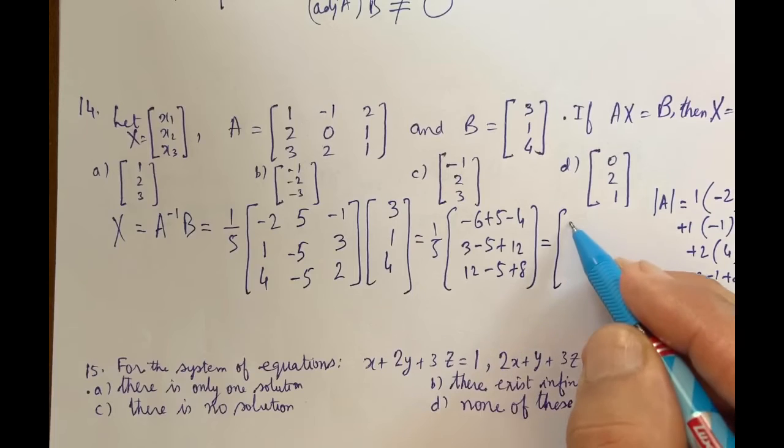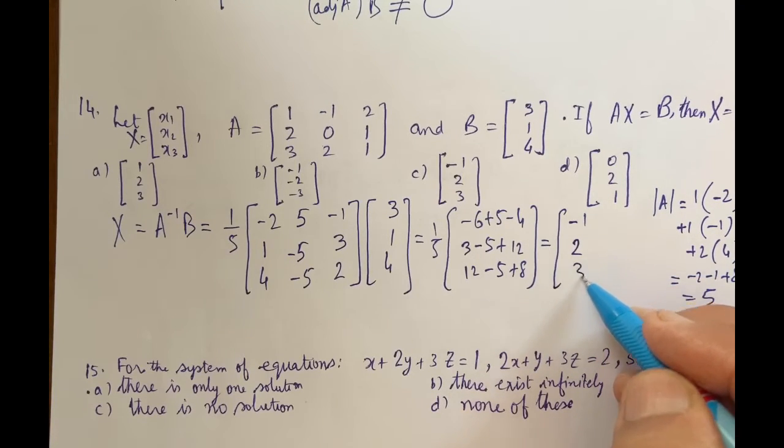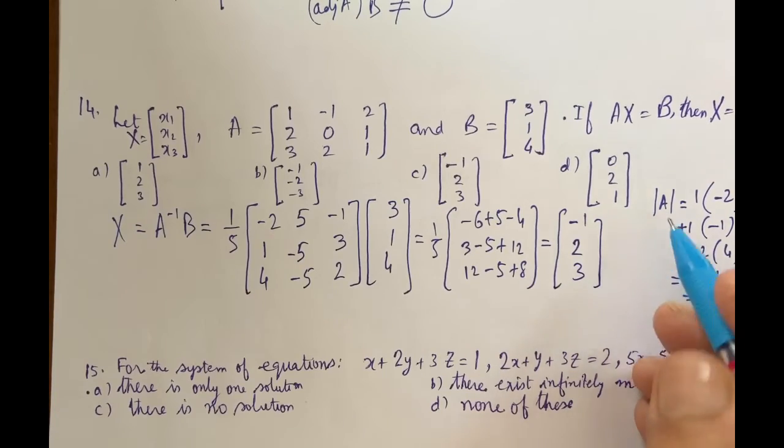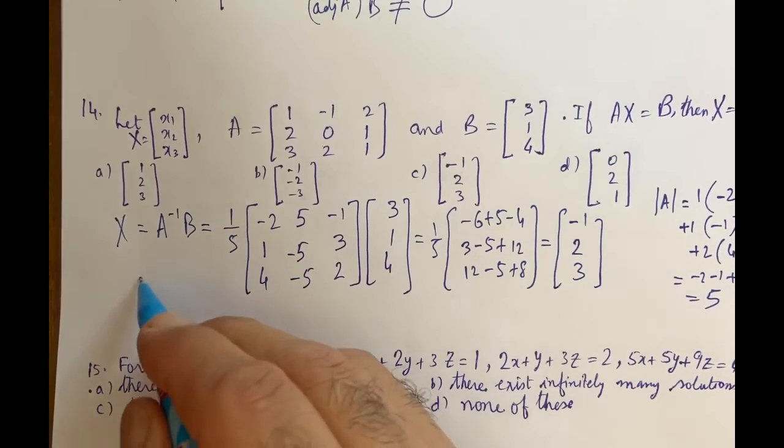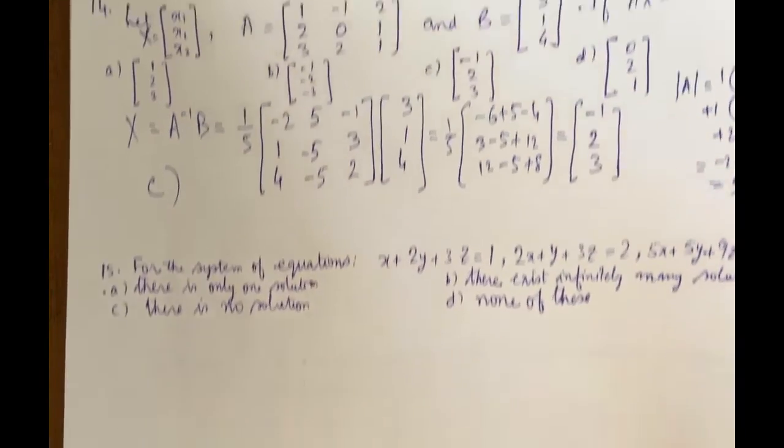This is after division, minus 1, this will be 2, and this is 3. So this is the answer. The answer here is C, minus 1, 2 and 3. Next one.